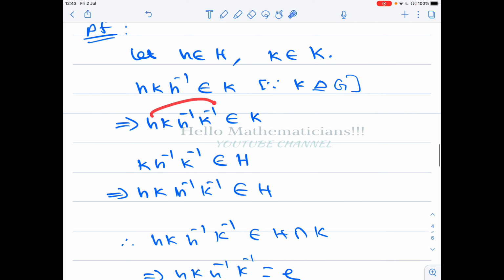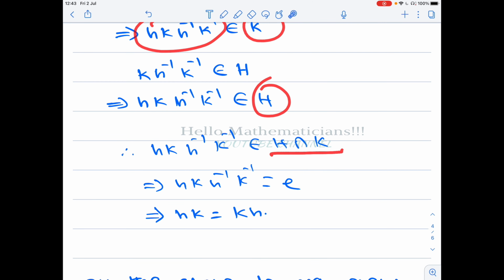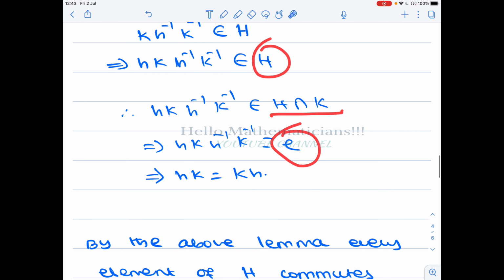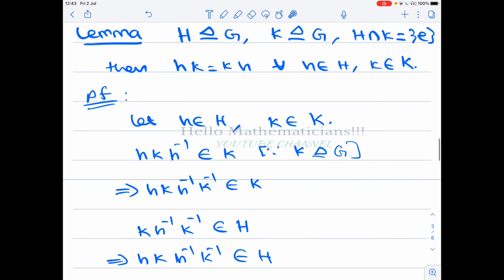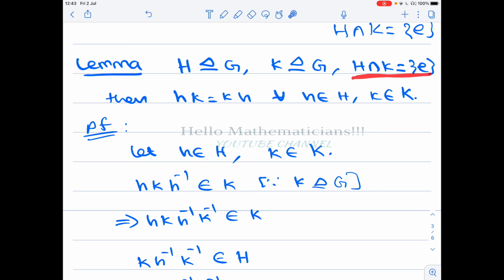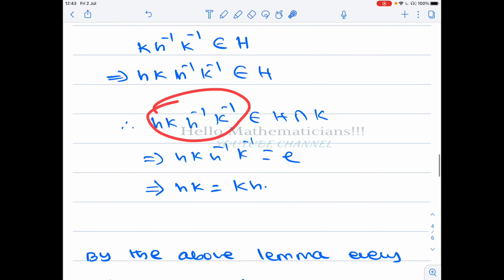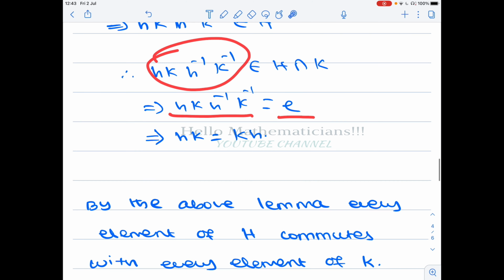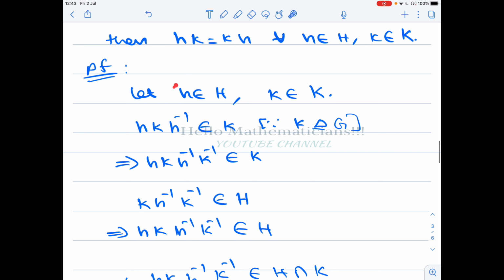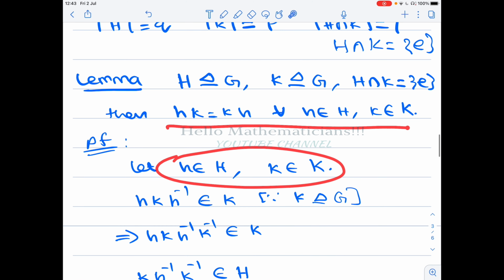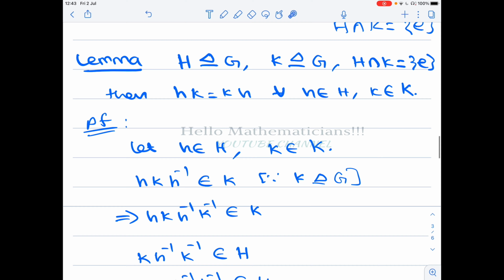So we conclude that this particular element belongs to both H and K. Therefore, it belongs to the intersection, but the intersection is identity. So we conclude that this element should be equal to the identity element. This is H intersect K equal to the singleton {e}, our assumption. So this element belongs to the intersection, which means it should be equal to e. So we conclude that hk equals kh. And we have taken h and k as arbitrary elements. So we conclude our required conclusion, hk equals kh.